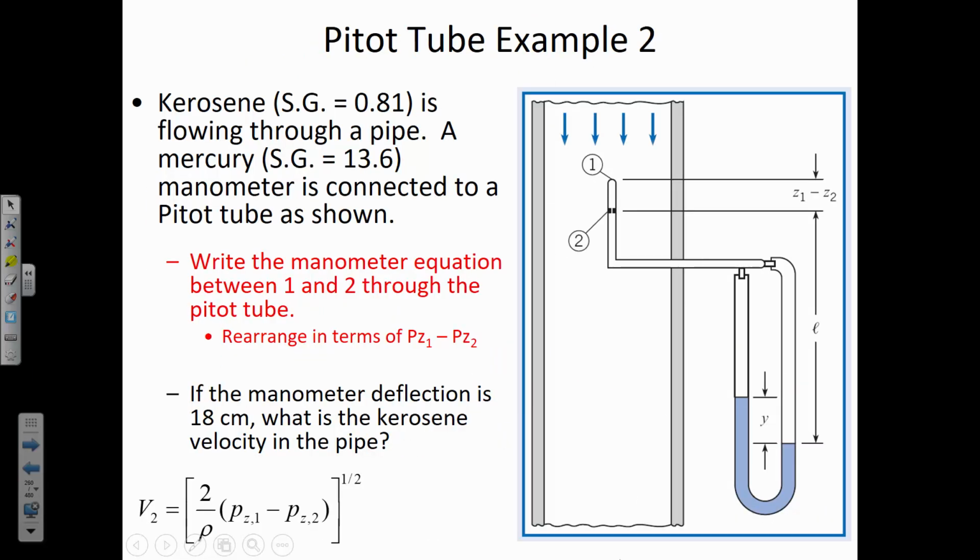All right, so I've given you a couple hints. I'm going to give you a few moments to fill in the rest of the blanks there, and we'll regroup and see what you get as the velocity at 2. What we're trying to find out is if you've got 18 centimeters of deflection, then what does that mean about the velocity of kerosene through the pipe?